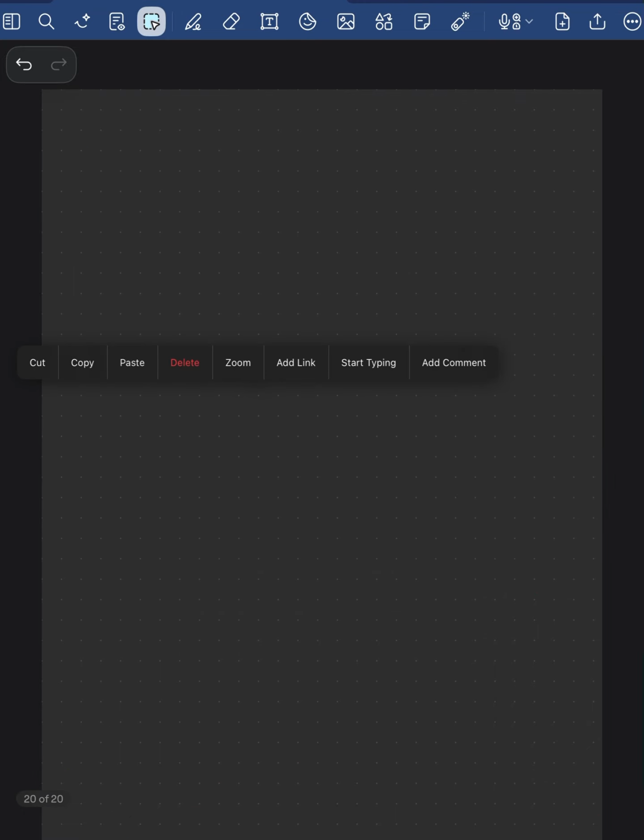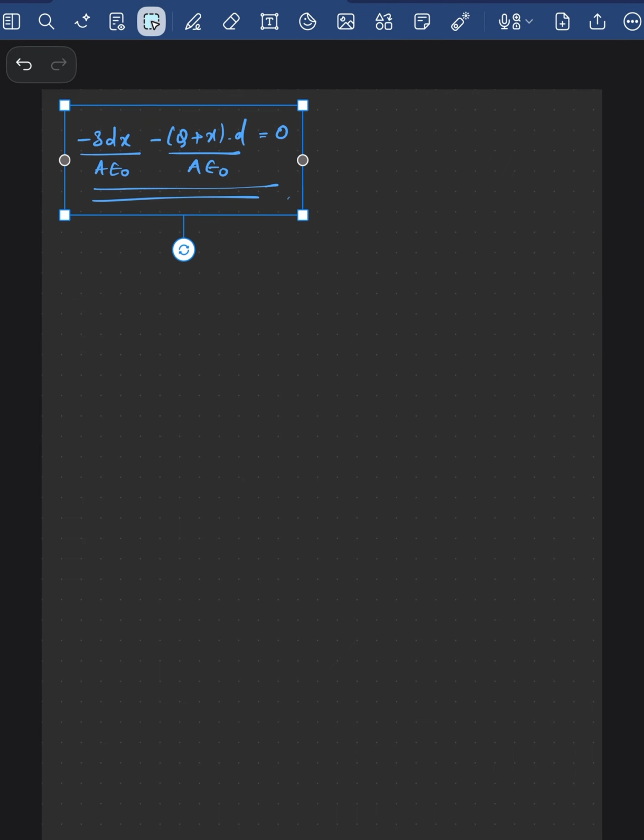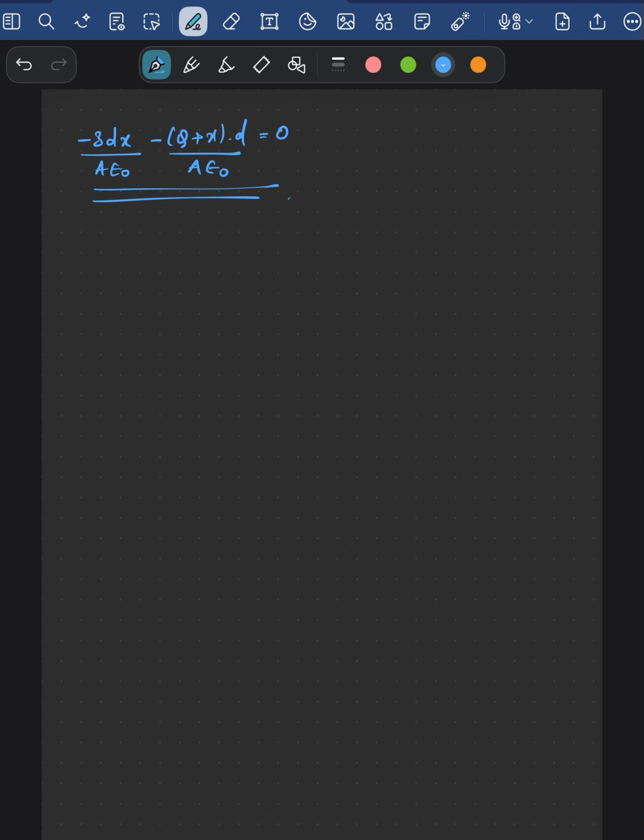Solving this equation, we'll now find out the value of x. So minus 3dx minus qd minus xd has to be equal to 0. So d will get cancelled. We'll get minus 4dx equal to plus qd. D will get cancelled, so x will be equal to minus q by 4. We got the x value, and x has to be equal to minus q by 4.